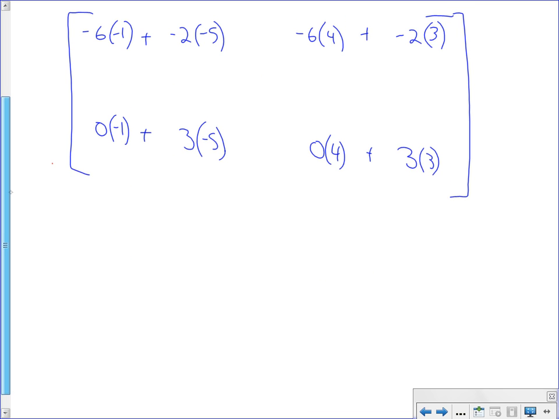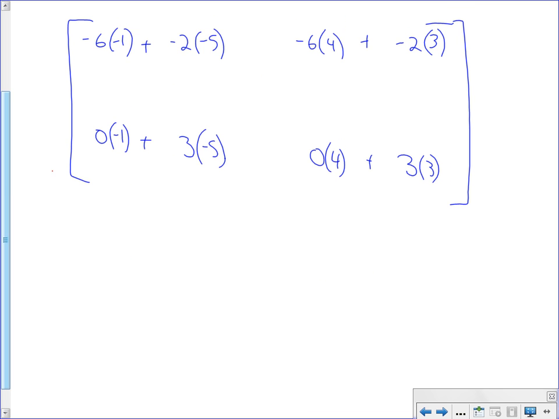So now I get the following setup. 6 plus 10. 0 plus negative 15. Negative 24 plus negative 6. Negative 30. 0 plus 9.